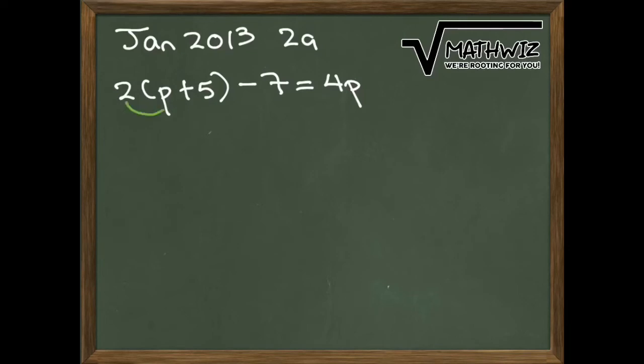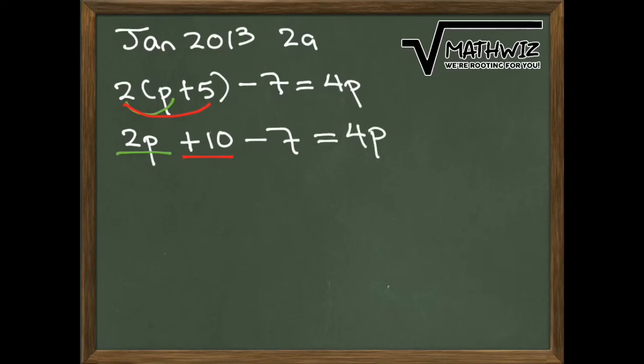So we're going to say 2 times p gives 2p, and 2 times positive 5, again, notice I'm making note of the sign, is going to give me positive 10, because a positive times a positive gives me a positive. All right, so I have minus 7, and I write back that because I have not changed the minus 7 or the 4p.